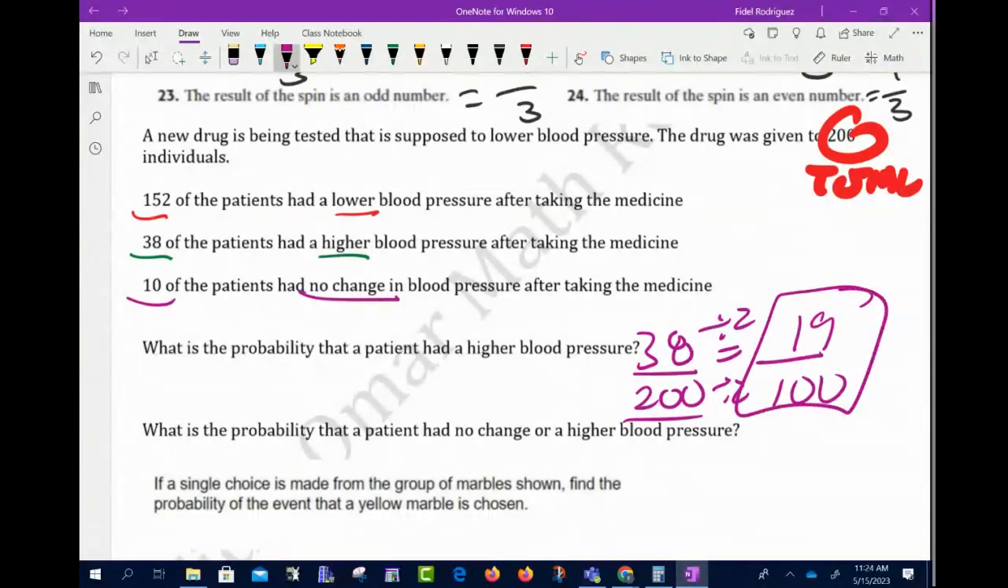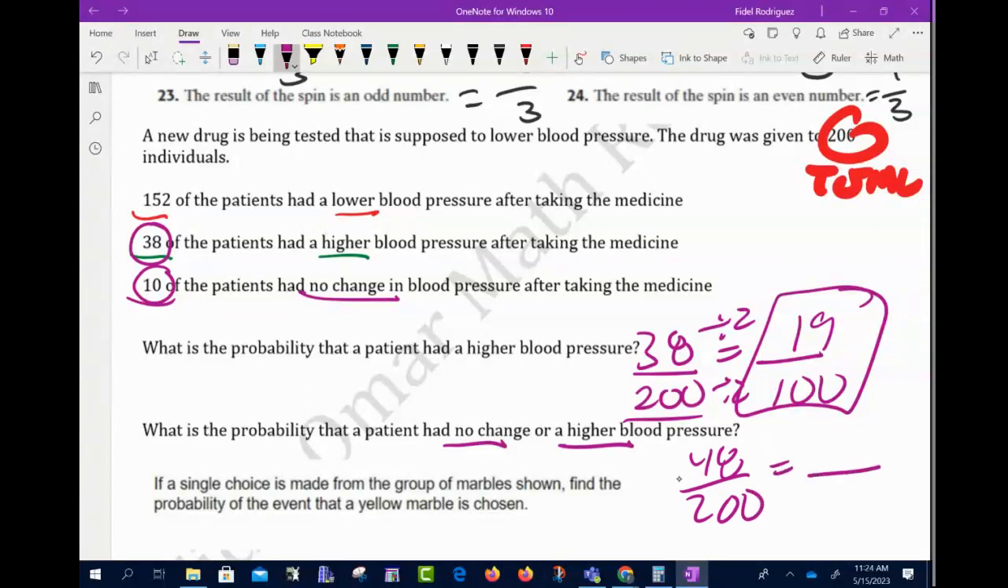19 out of 100 are going to have a higher blood pressure. Okay, what's the probability that a patient had no change or a higher blood pressure? No change was 10 and a higher blood pressure was 38. So that's a total of how much? 48 out of the 200.